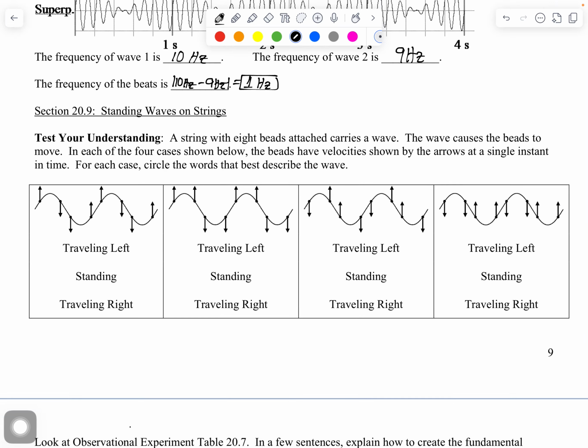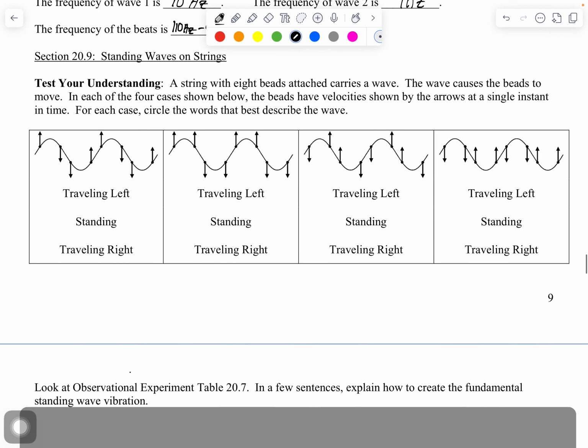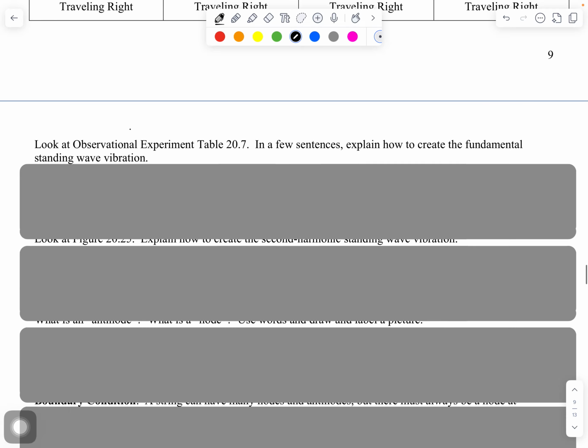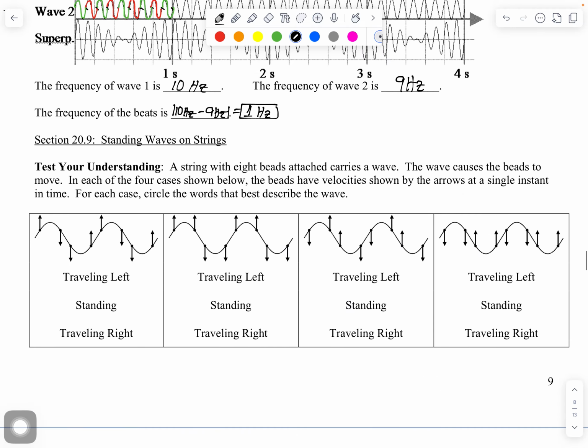Okay, we're going to test our understanding again by looking at these strings. So we have a string with 8 beads attached that carries a wave. The wave causes the beads to move. Each of the 4 cases shown below lead the wave to have velocities where the arrow is at a single instant in time. So for each case, circle the words that best describe the wave. Now before we get into this, this is actually going to help us understand the idea behind wave harmonics a little bit better, which is what's coming up to follow.